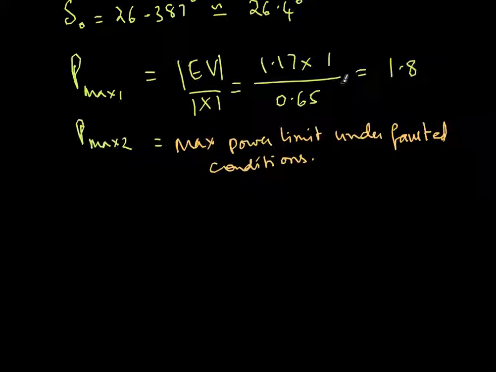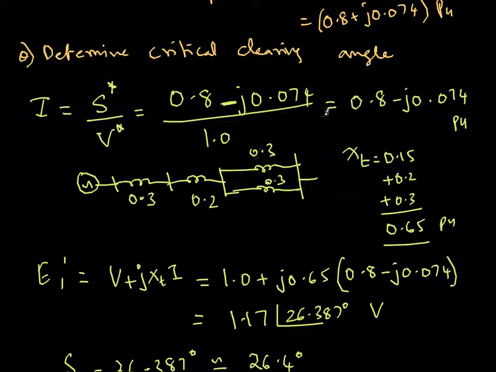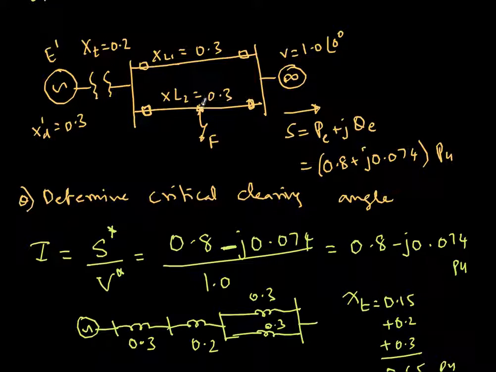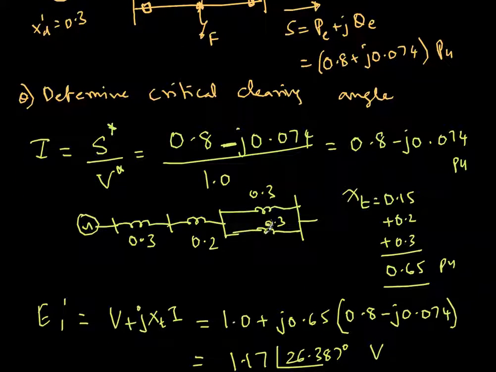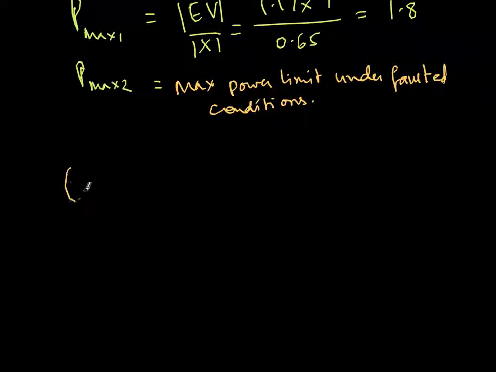So what happens during the fault? The fault is at the midpoint of this line. So let me redraw this diagram now. I have the generator. Its internal impedance is J0.3.